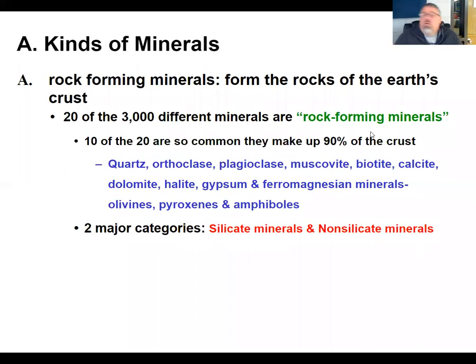Now, again, elements and minerals make up our Earth's crust. And really, there are 3,000 plus different kinds of minerals out there, which we refer to as the rock-forming minerals. 20 of them, so 20 of the 3,000 plus, are very common. And 10 of the 20 are so common that they're pretty much 90% of the Earth's crust. And so we look at those 10: quartz, orthoclase, plagioclase, muscovite, biotite, calcite, dolomite, halite, gypsum, ferromagnesium minerals, olivines, pyroxenes, and amphiboles.